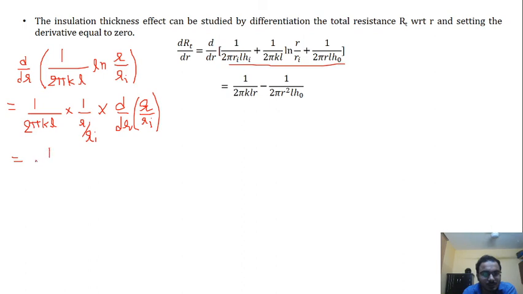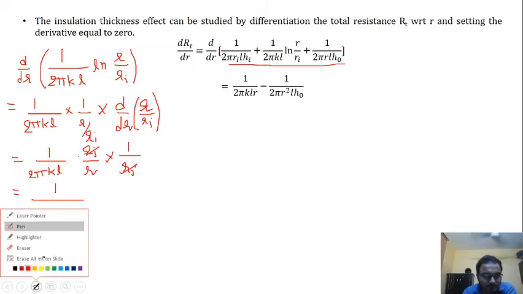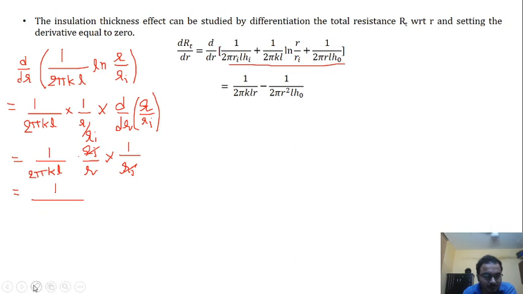So here this is 1 upon 2 pi kl into ri upon r, multiplied by this differentiation, which will give us 1 upon ri, because the differentiation of r is 1. So this ri will get cancelled out and we will be getting 1 upon 2 pi r k l, and it is visible over here also.